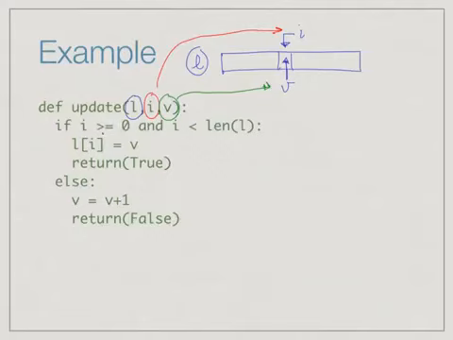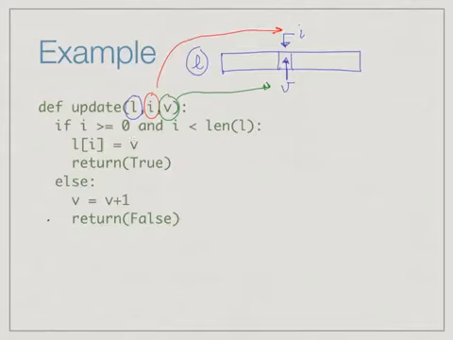What do we do? We first check that the index is a valid index. So we check that it lies between 0 and length of L minus 1. So it is greater than or equal to 0 and strictly less than the length of L. If so, we just replace L of i by the value v which we have got, and we return true to indicate that the update succeeded. Now, if i is not in this range, then we can't do an update. So we will effectively return false.